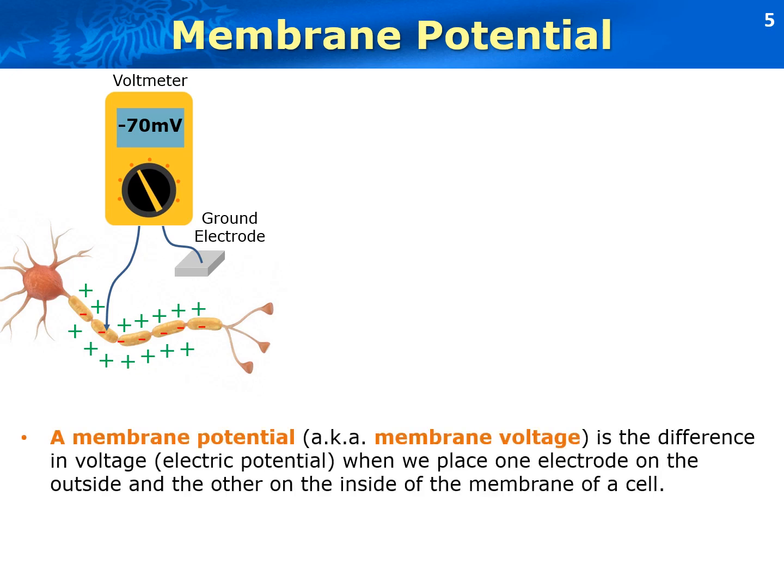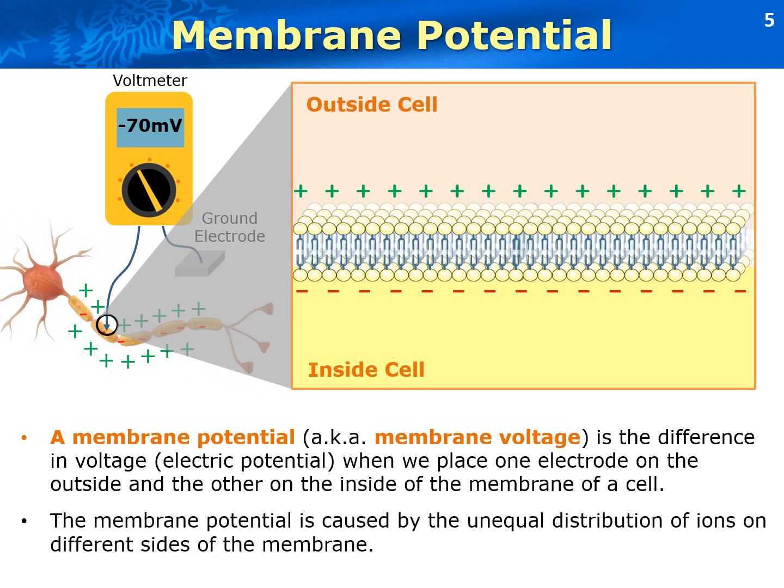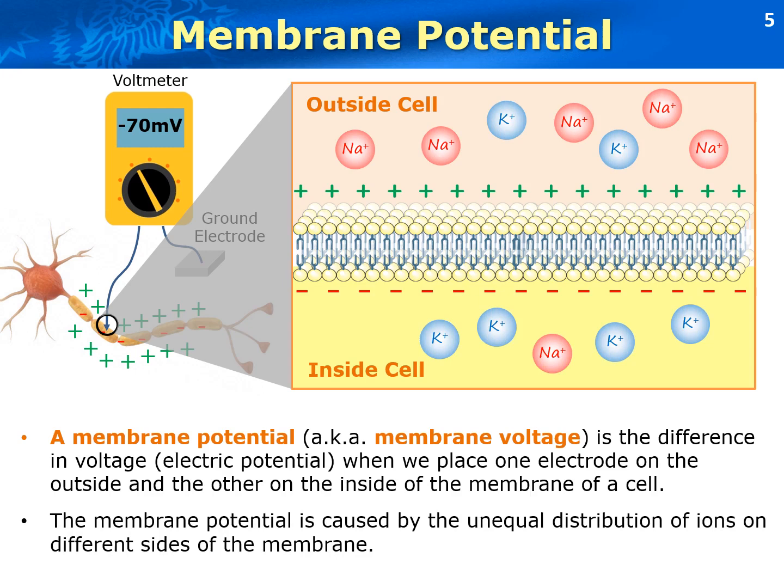The membrane potential is what we use to describe the difference in voltage, or electrical potential, between the inside and outside of a cell. Membrane potential is also known as membrane voltage, which is mainly caused by the unequal distribution of ions on different sides of the cell membrane. In this example, the number of positive ions inside the cell is smaller than outside. Therefore, the inside of a neuron is more negative than the outside.